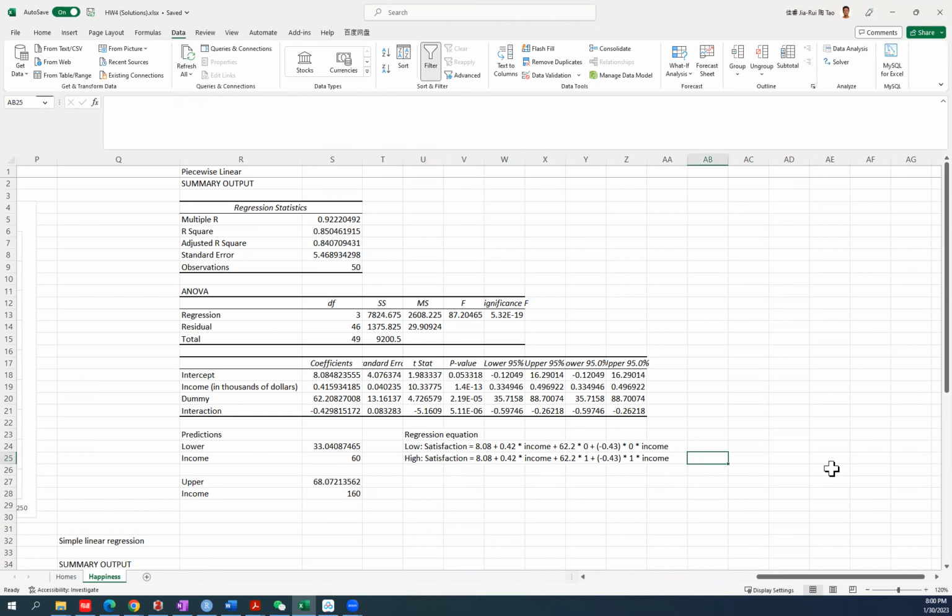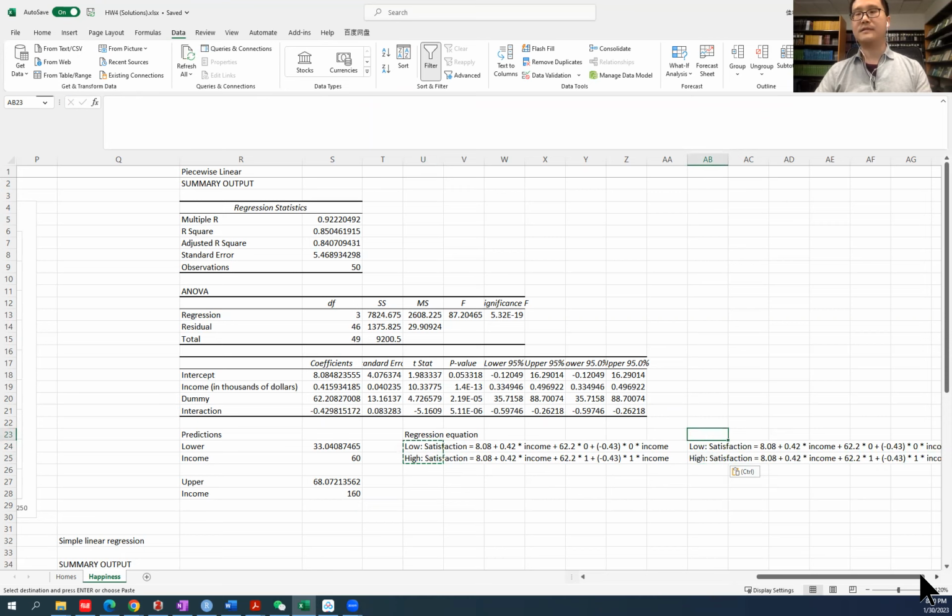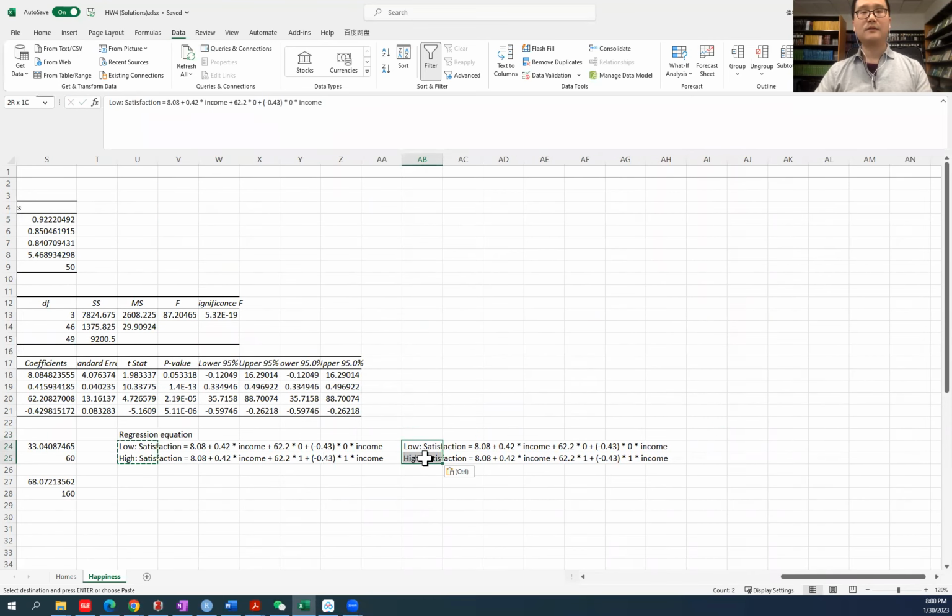Thanks, Jerry. So you typed income by both the dummy and the interaction. No. Okay. Because the interaction term is exactly the multiplication between the dummy variable and income. So we could simplify these two equations, right? Based on what we have as the dummy variable value.